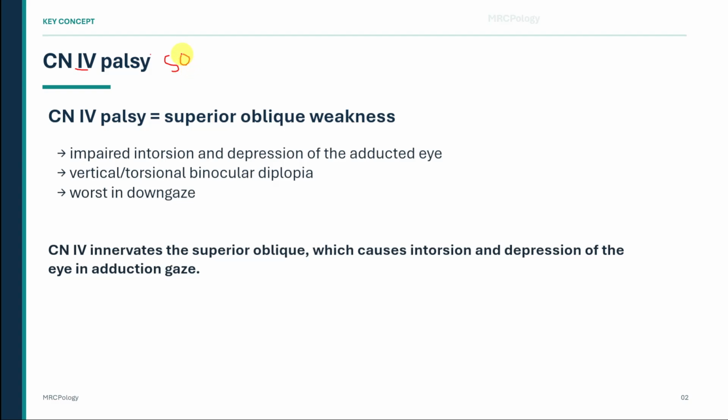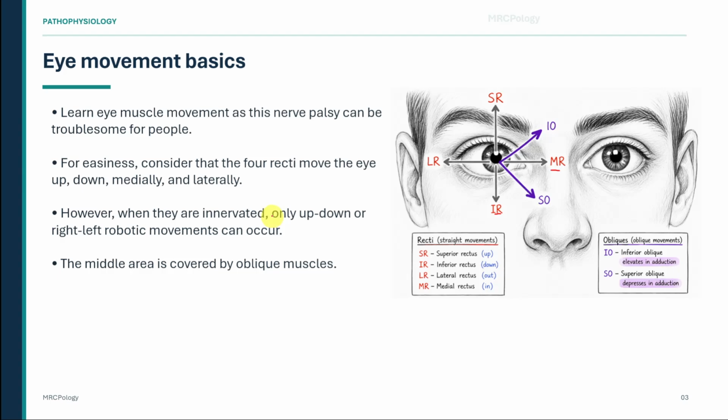The superior oblique normally helps the eye intort, and it depresses the eye, especially when the eye is adducted. When it is weak, the affected eye loses depression in adduction and loses intorsion. The result is vertical or torsional binocular diplopia, classically worst when looking down and in. To understand this properly, think in three simple boxes: the muscle action, the patient's symptoms, and the anatomical course of the nerve. First, the muscle action.